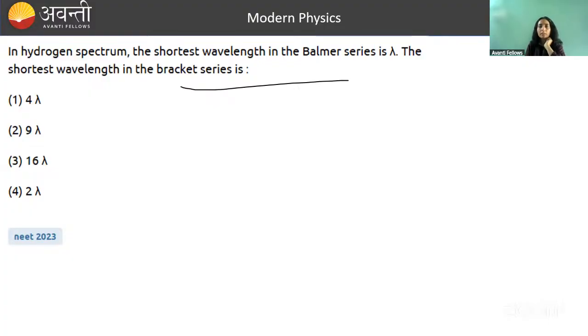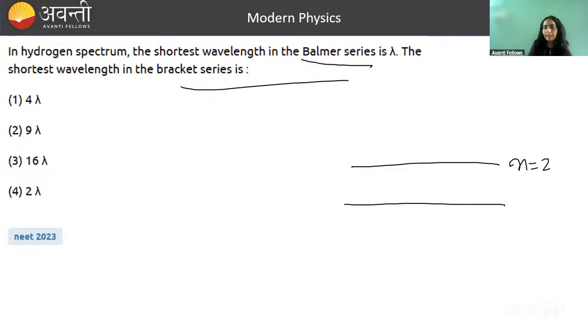2 answers, 1, 2 correct, 2 incorrect, 4 answers I received. Okay, let us end the poll here because you simply have to put in the formula. In a hydrogen spectrum, shortest wavelength in Balmer series. Balmer series का मतलब क्या है?